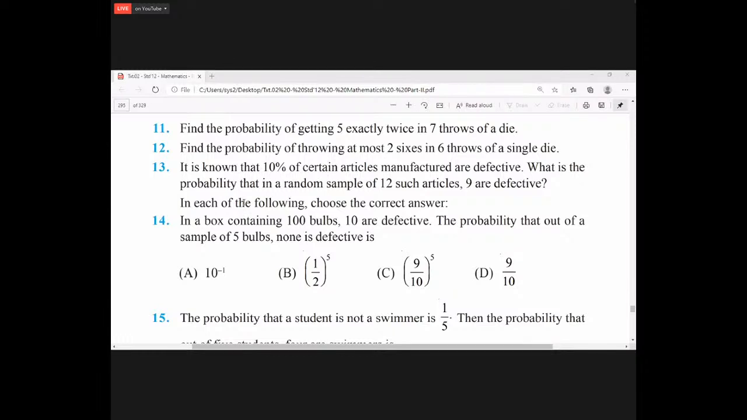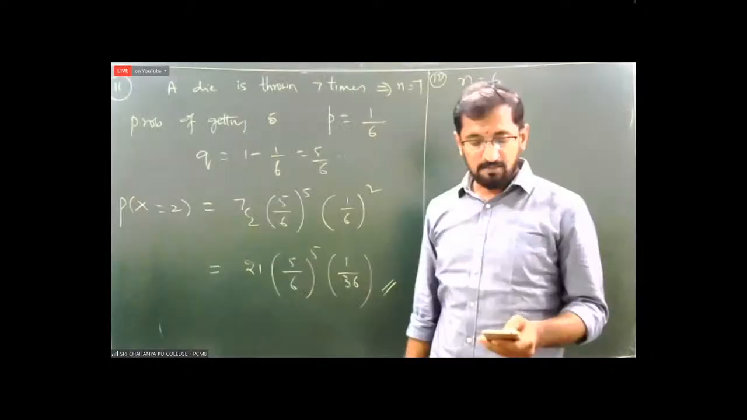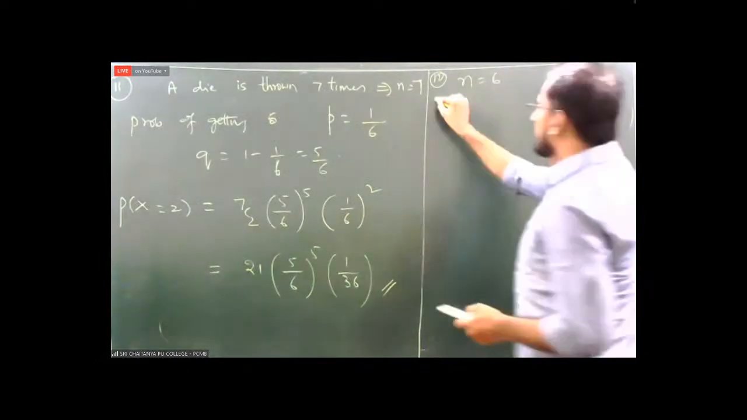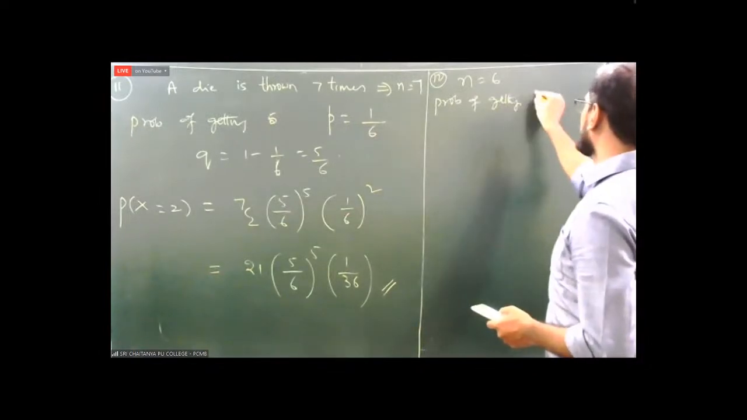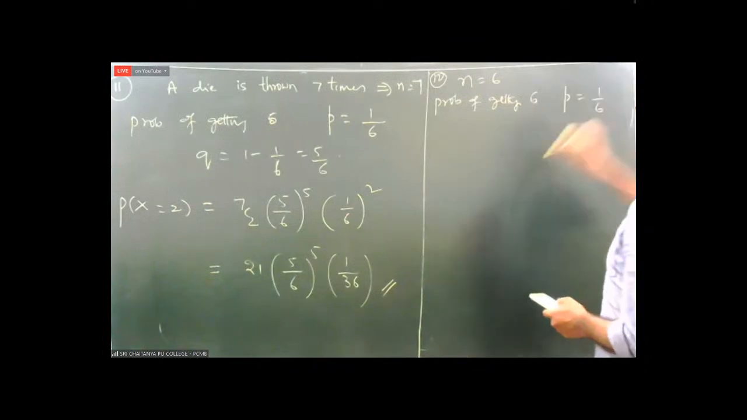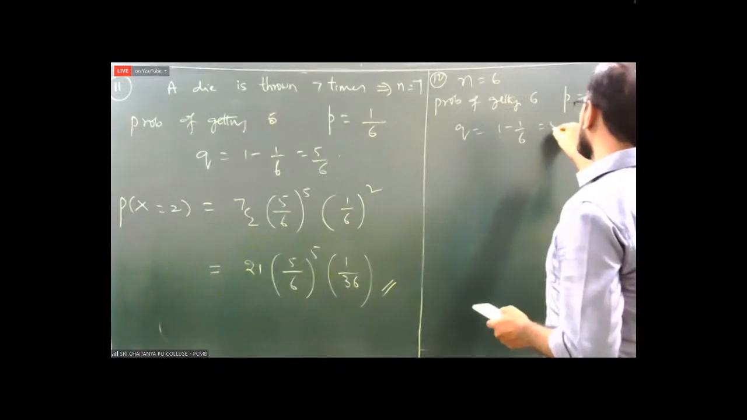Find the probability of throwing at most 2 sixes in 6 throws of a single die. n is equal to 6. A die has been thrown 6 times. n is equal to 6. Right? Now, at most 2 sixes. Probability of getting 6, small p is equal to 1 by 6. q is equal to 1 minus 1 by 6 is equal to 5 by 6.